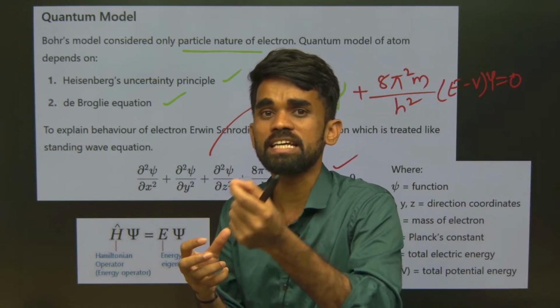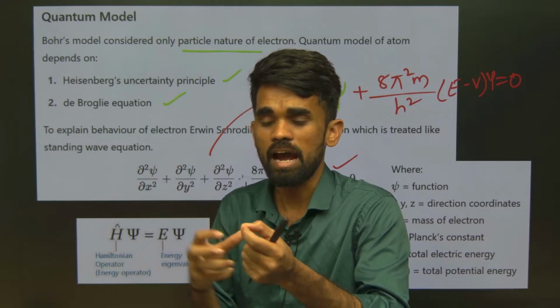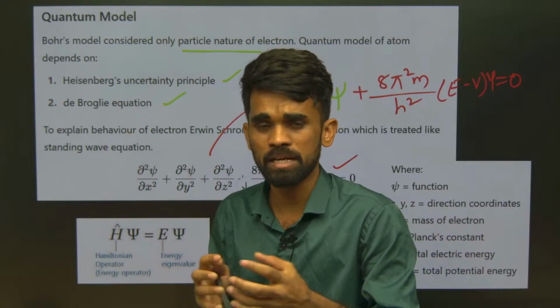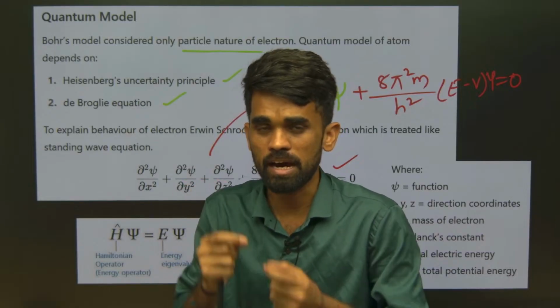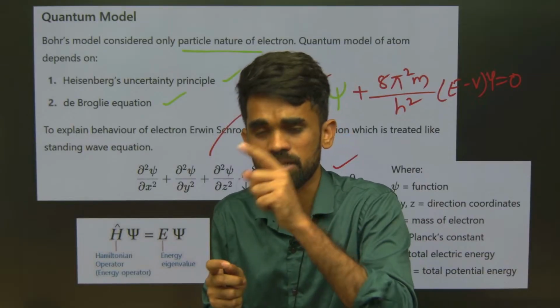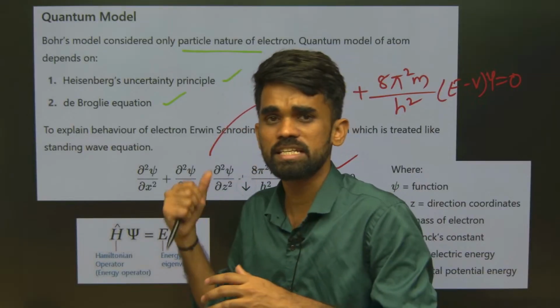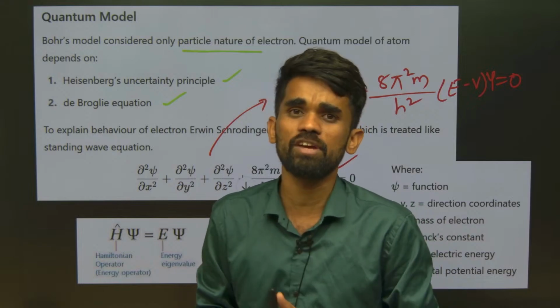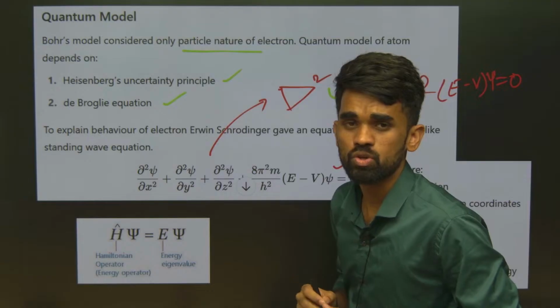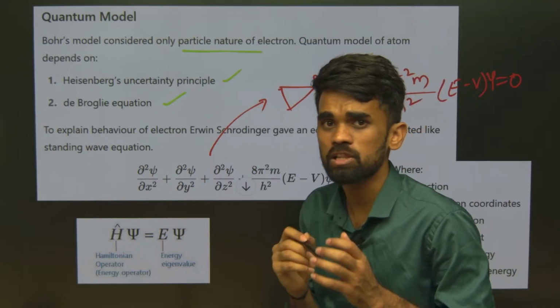And what is its energy, and what is the shape of that particular orbital in which this electron is present, or at what distance, I can say, what is the size of that particular shell in which this electron is present. All these kinds of information are there in this psi. The solution of the Schrodinger wave equation contains all that information.